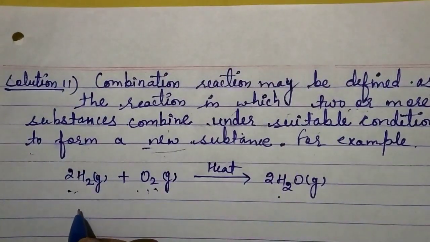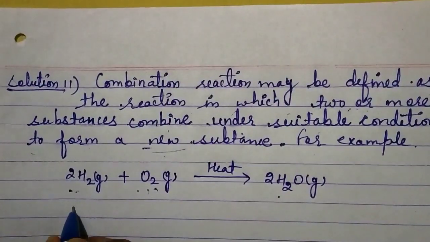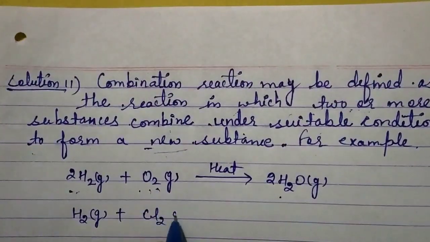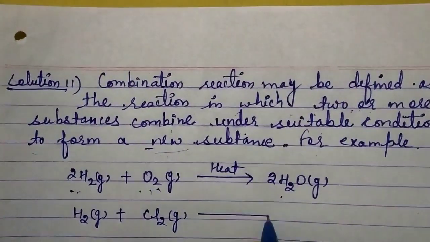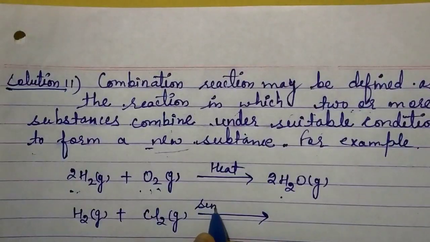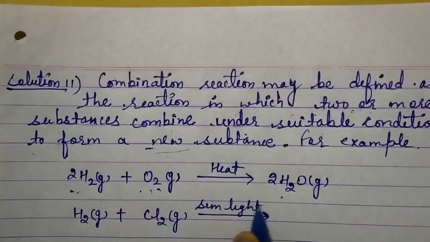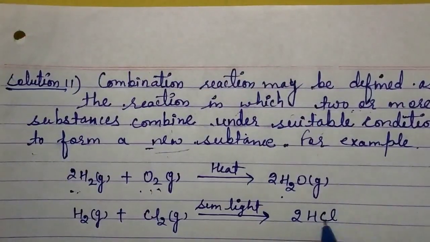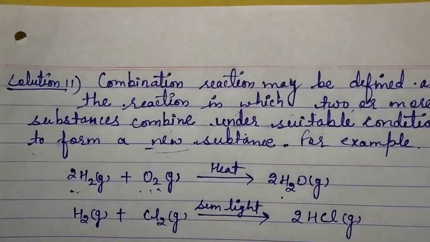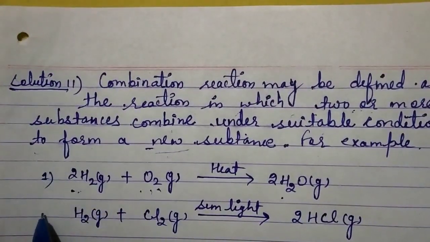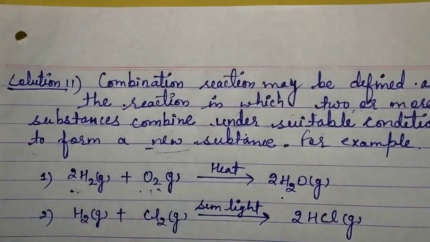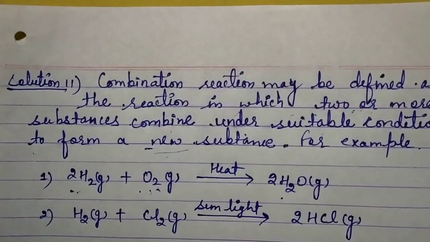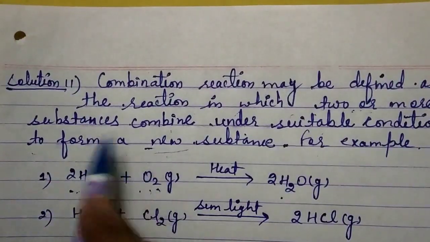Let us take another example. H2, it is a gas, reacts with chlorine in presence of sunlight. In presence of sunlight it will form 2HCl, hydrochloric acid. So these two are examples of combination reaction. Now if we talk about the decomposition reaction, it is just the opposite of combination reaction.